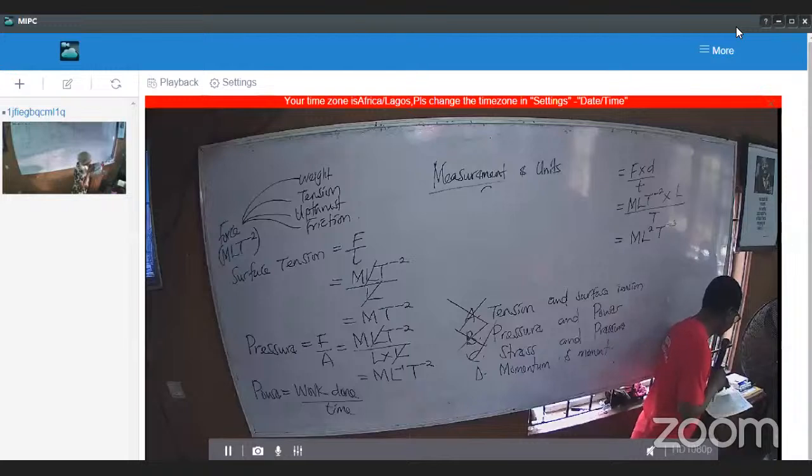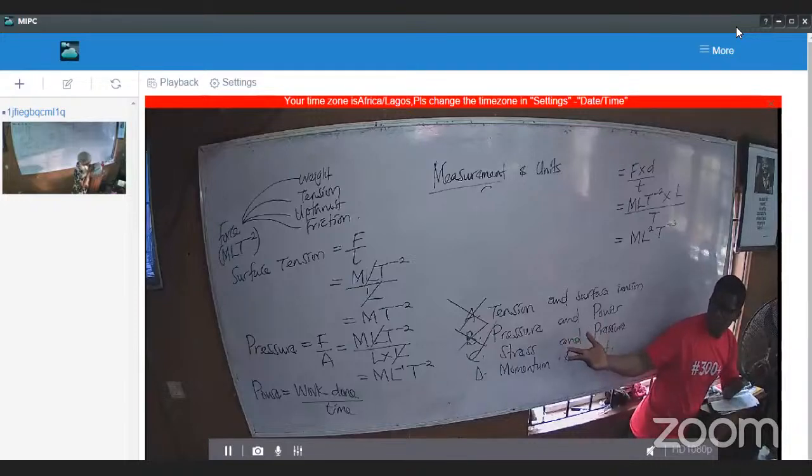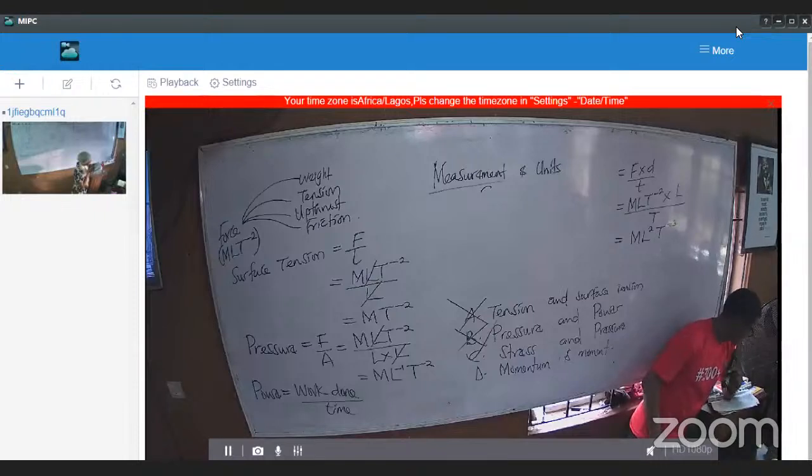Which of the following about mass and weight are correct?